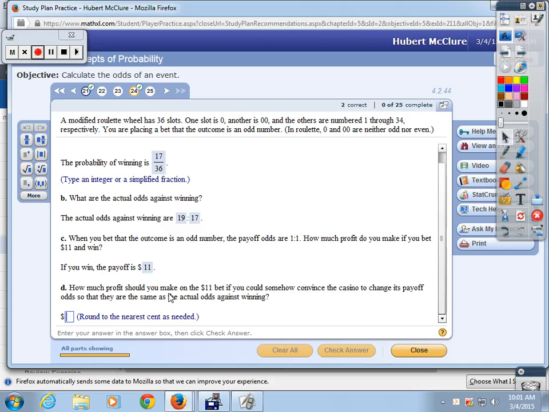How much profit would you make on your odds against right here? Now, I'm not going to say profit. I'm going to say payoff. How much is the payoff if you bet $11 on these odds? So multiply 11 times 19 over 17. What do you get?